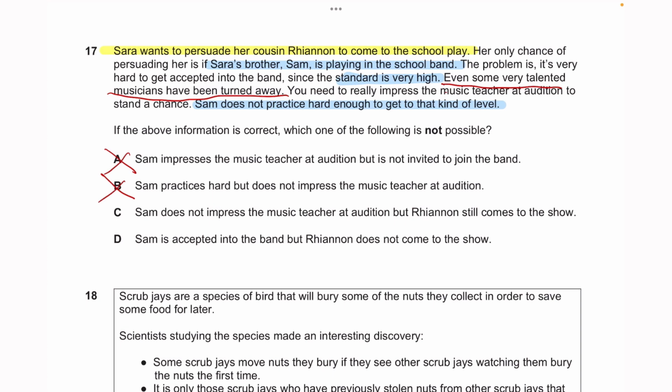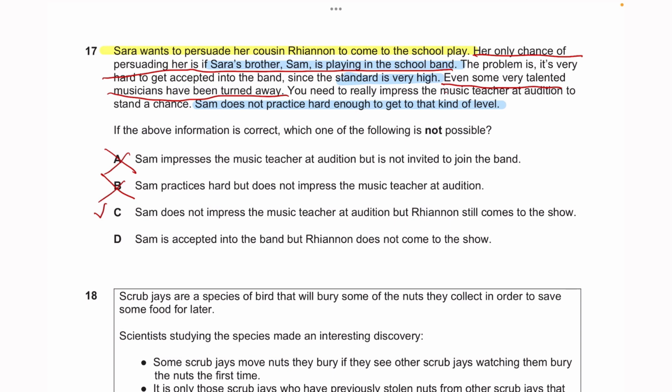Sam does not impress the music teacher at audition, but Rhiannon still comes to the show. Now, we know that that's not possible because we know that Sarah's only chance of persuading Rhiannon to come is if Sarah's brother Sam is playing in the school band. And so C is not possible. But let's go through D just in case.